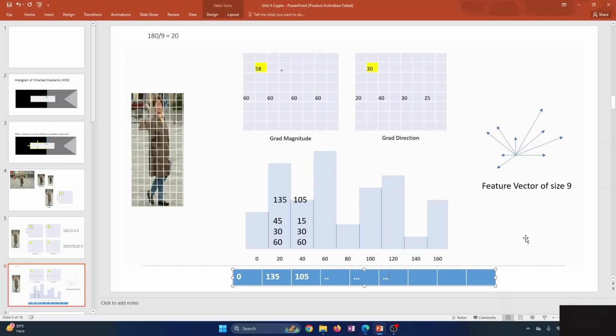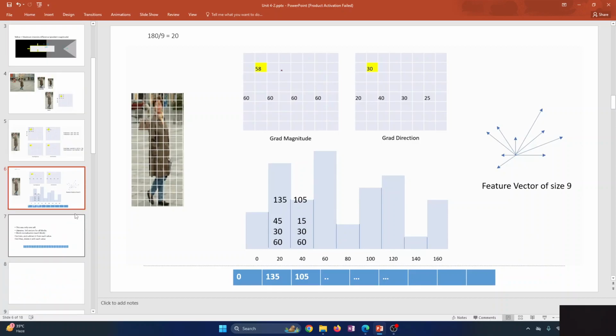So this is your feature vector. Feature vector can be used in many forms, but let us discuss further about normalization. You can also see this image. For example, this is for 0 degree, this is for 20 degree, this is for 40 degree, this is for 60 degree. So the vectors can also be represented in this form.